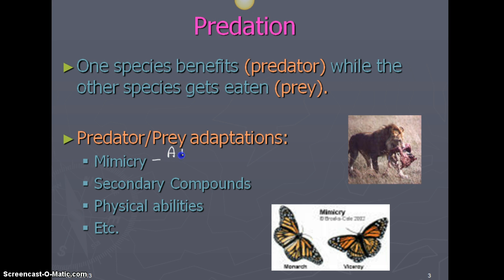basically it is just when a harmless species replicates a poisonous one. It's kind of like making a copy of itself. So, not of itself. It's making a copy looking like something that is poisonous so that it has less chance of being eaten. Secondary compounds are plant defenses.